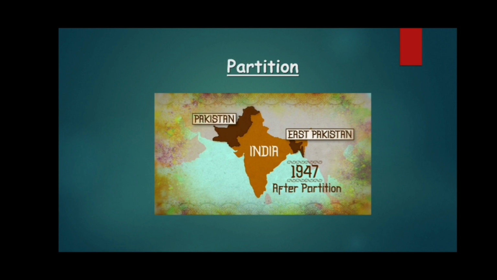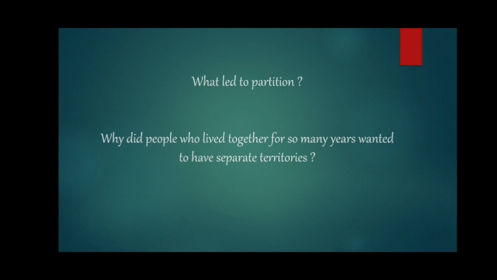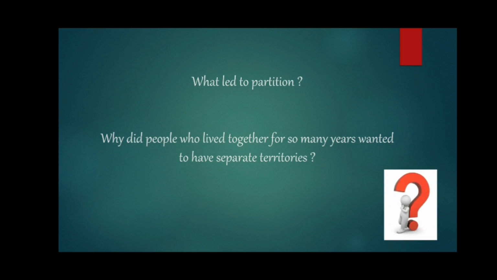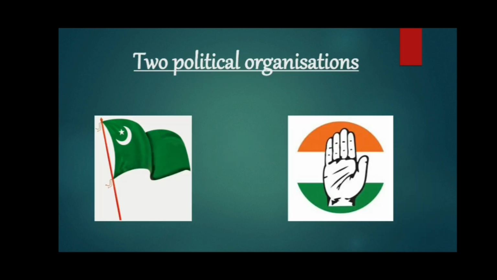The question arises, what led to partition? Why did people who have lived together for so many years want to have separate territories? These are the questions on which we are going to focus. Two groups in the forefront of the nationalist movements in the years leading up to independence were the Muslim League and the Indian National Congress.